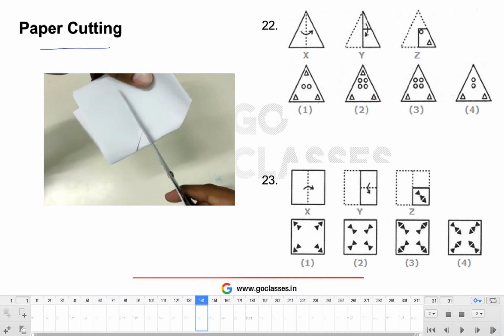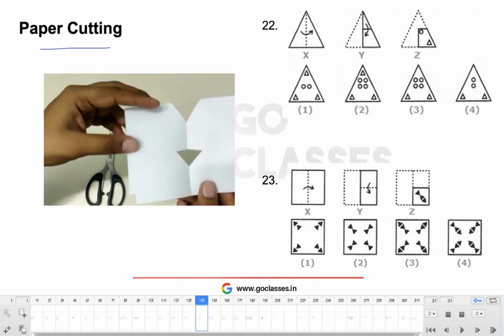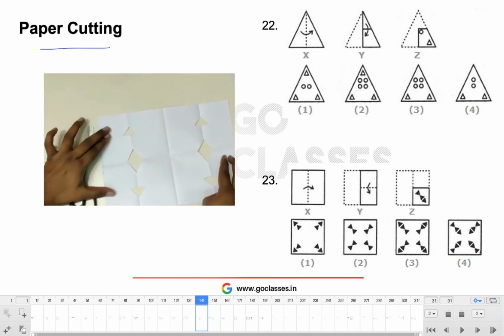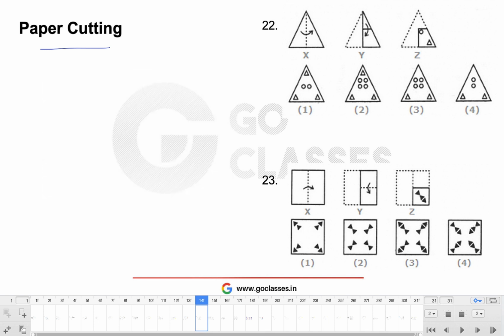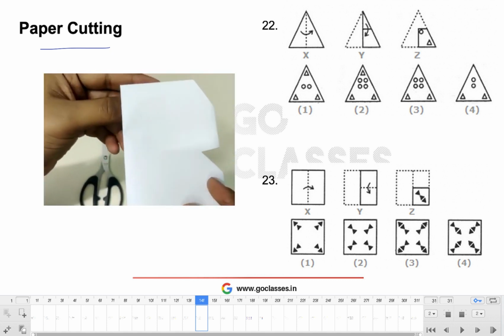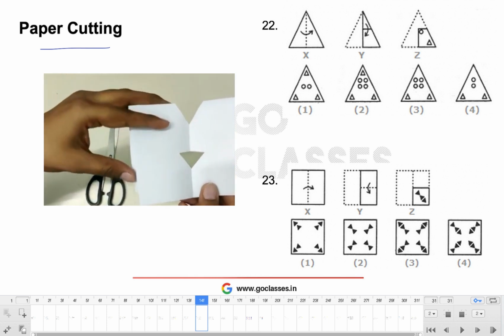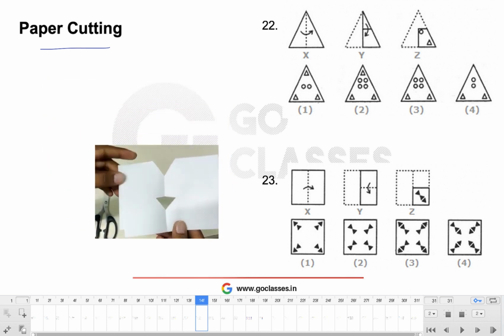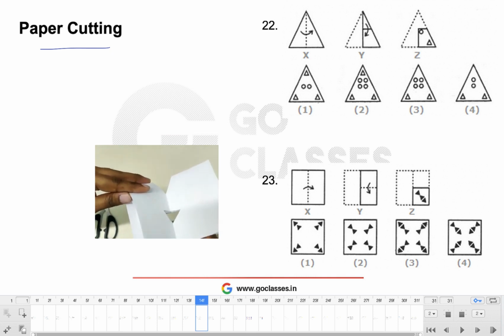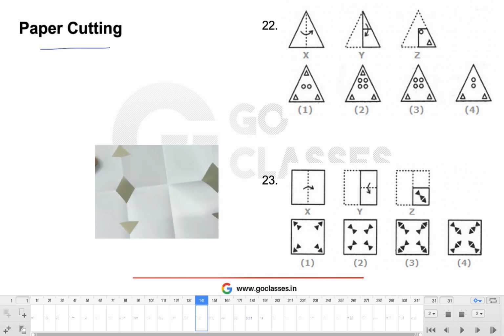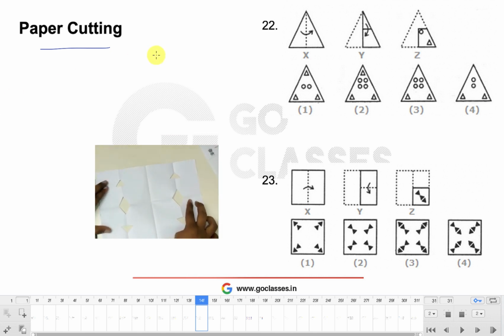And then we will open this paper sheet like this, and we have to identify how the sheet will look after unfolding. You have to remember, whenever you are unfolding the sheet, it will be unfolded first as it was folded last. Right? You can also see here, you have to unfold it in the direction in which it was folded last. And so on. So let's move to question number 22.